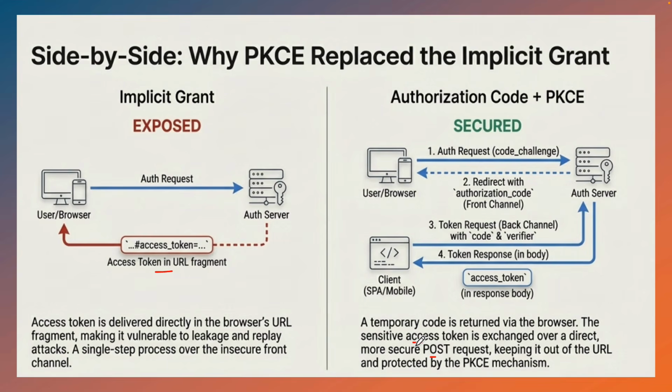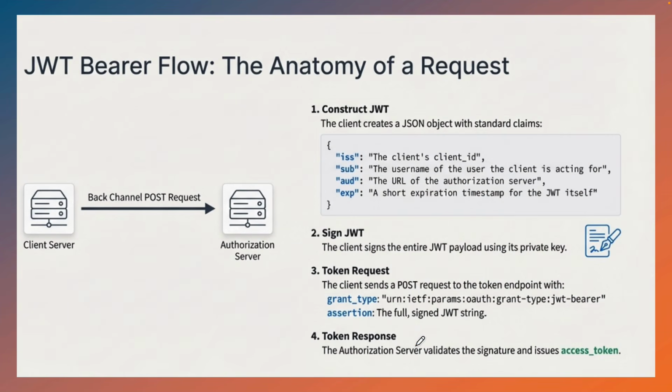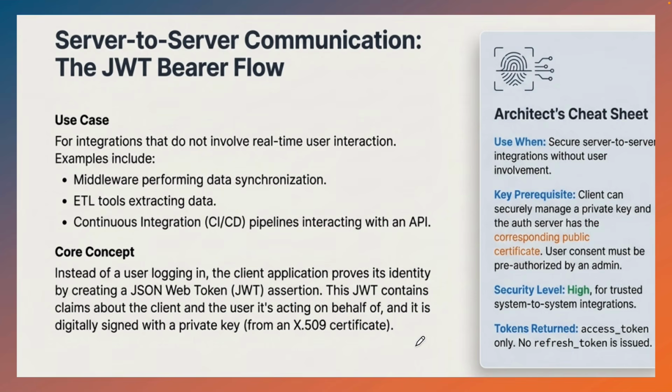But what if we have to do server to server communication? In case of server to server communication, the flow that is recommended here is the JWT bearer flow. For integrations that do not involve real-time user interaction, for example, in case you have to do the integration with middleware, ETL tools, or a CI/CD pipeline interacting with the API, in such scenarios you can use the JWT bearer flow.